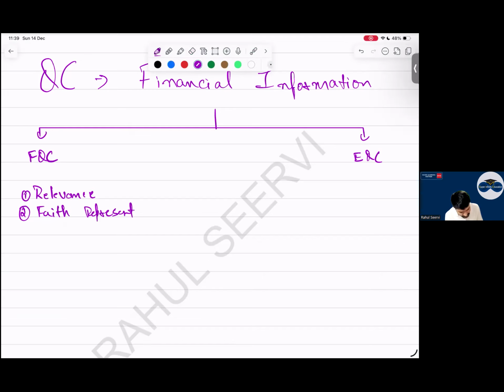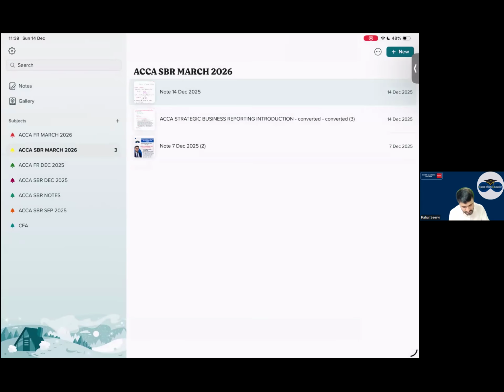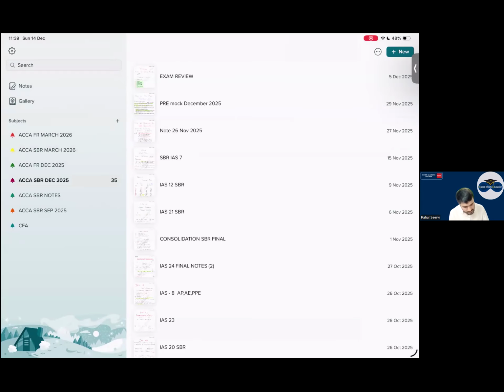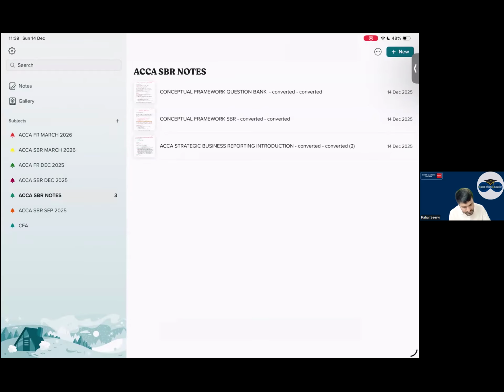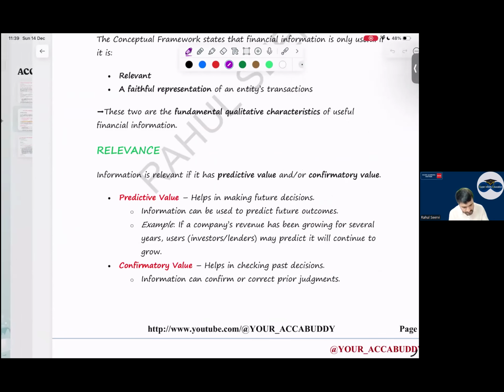Again, this will repeat in your recognition part. Then, for enhancing: timeliness, on-time data, understandability, then verifiability, and then comparability. We'll complete this, but first let us discuss what these mean, because as I mentioned, this topic will repeat in your recognition part.